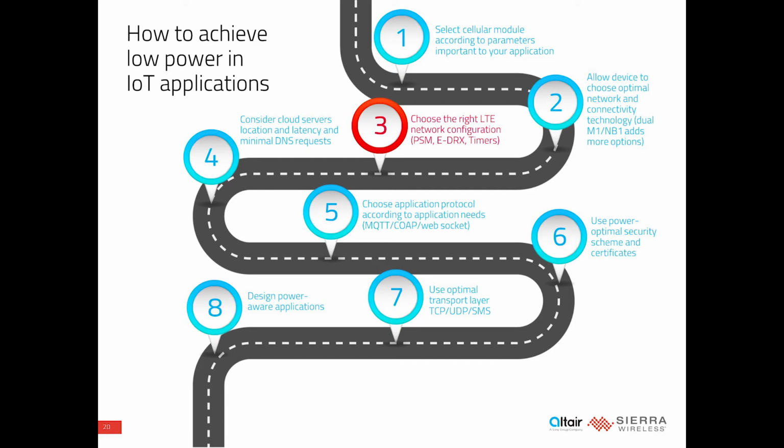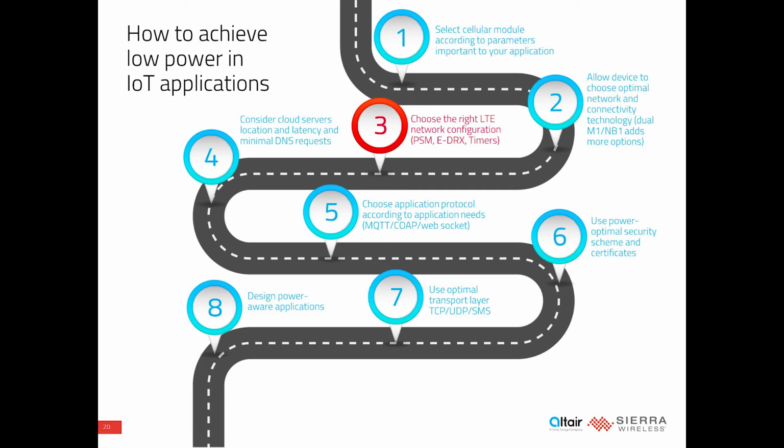And this brings me to number 7, which is the transport layer protocol. And here again, you can use TCP, and then your round-trip delay is important. UDP is a slightly lighter protocol, with fewer bytes to send. If it's a really short message, maybe SMS is the right solution. You just send a message and go to sleep. All that is relevant, and you need to consider that.